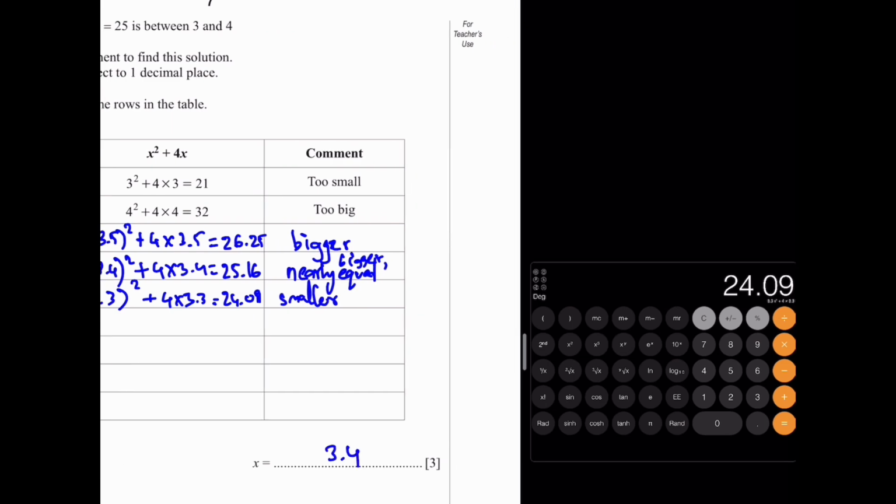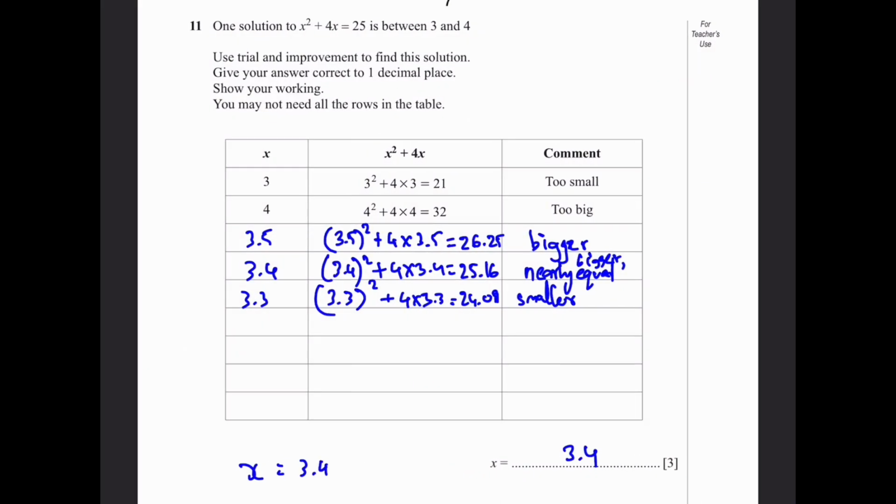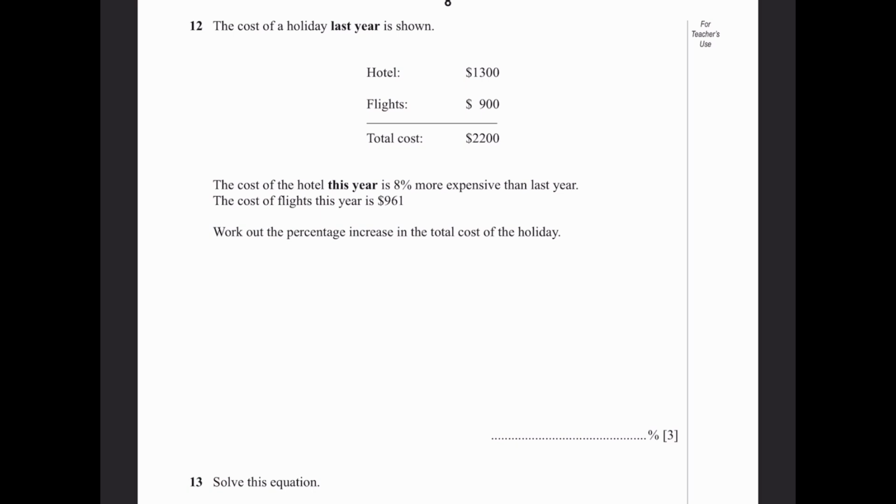Let's write that down. Question 12. The cost of a holiday last year is shown. The cost of the hotel this year is 8% more expensive than last year. The cost of the flights this year is $961. Work out the percentage increase in the total cost of the holiday. So we have hotel $1,300, flights $900, and total cost $2,200 for last year.